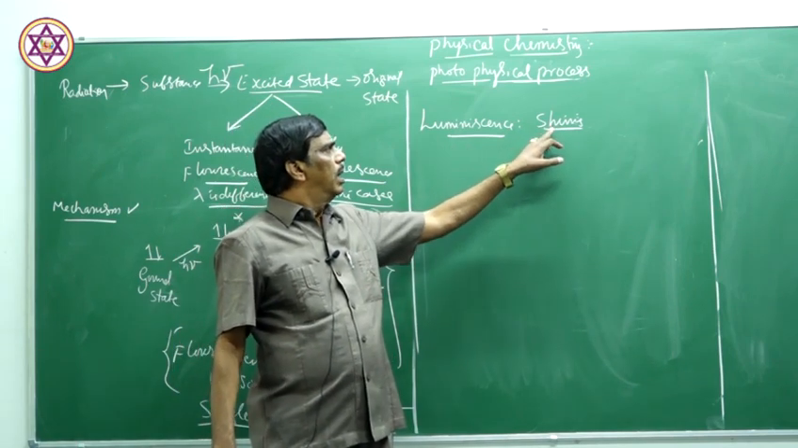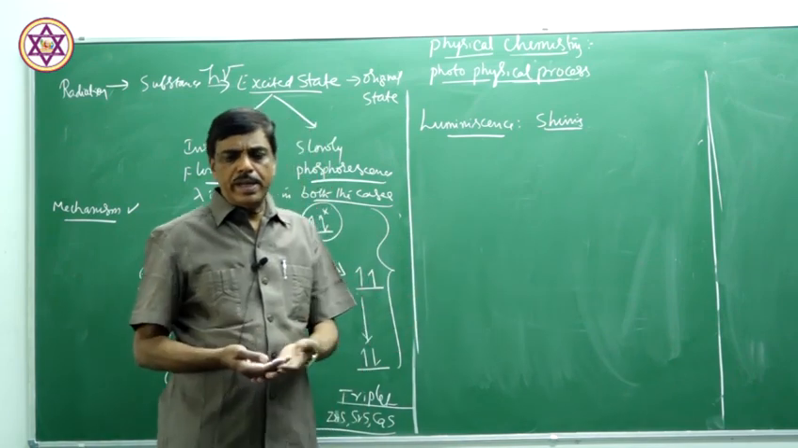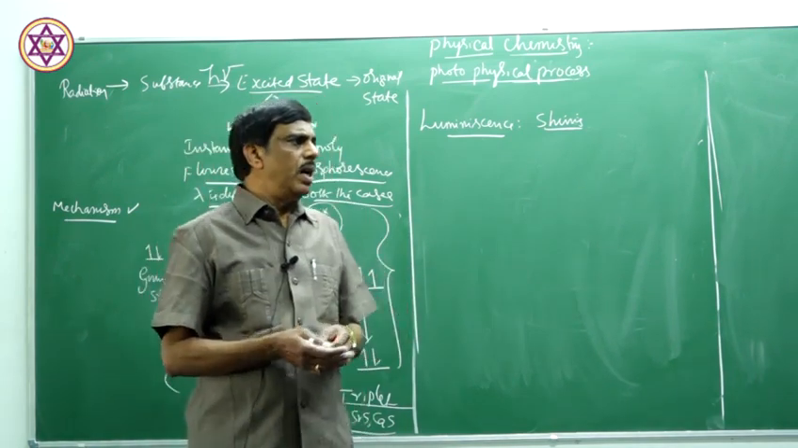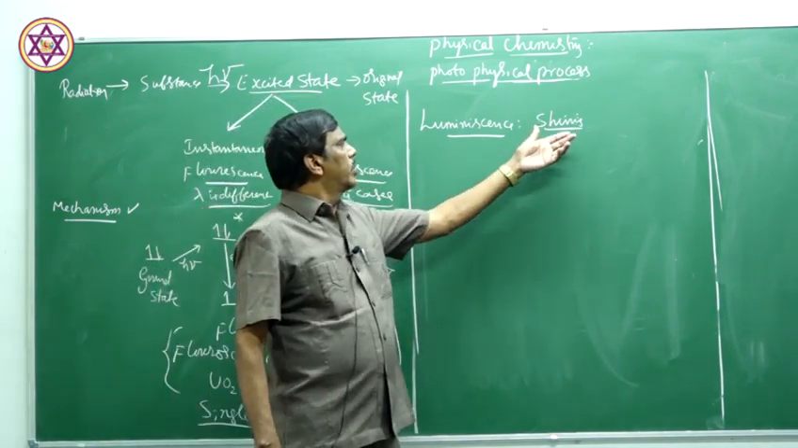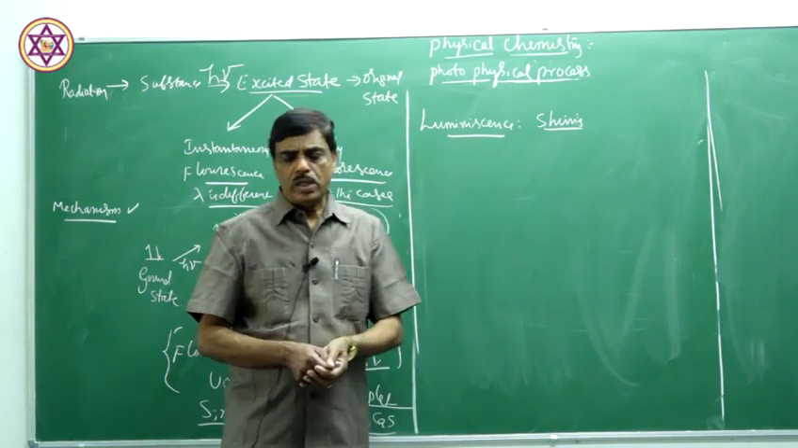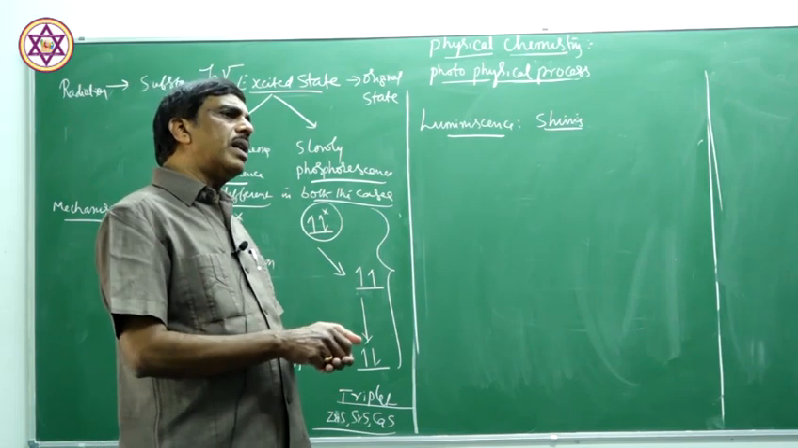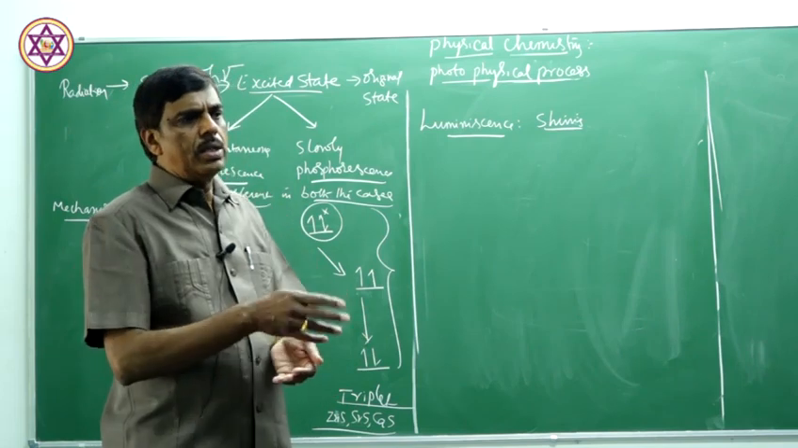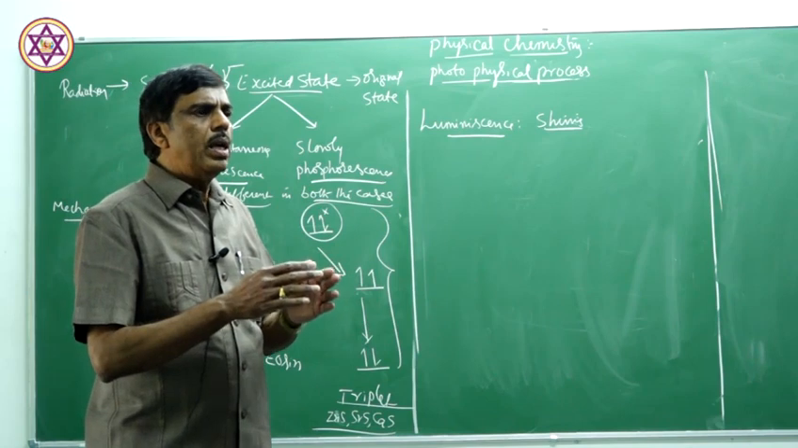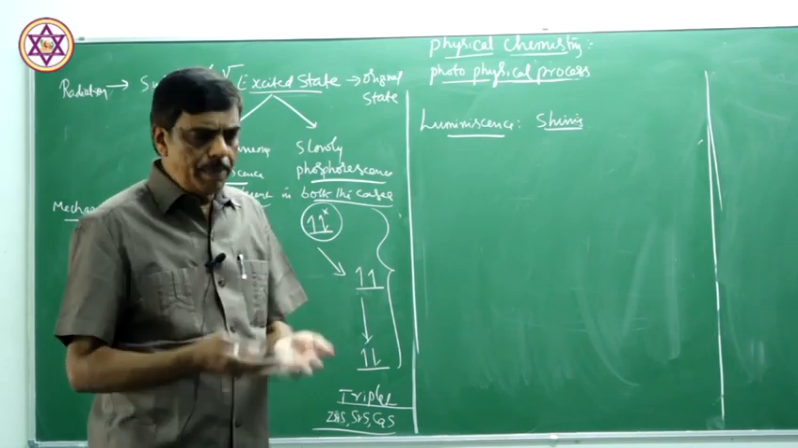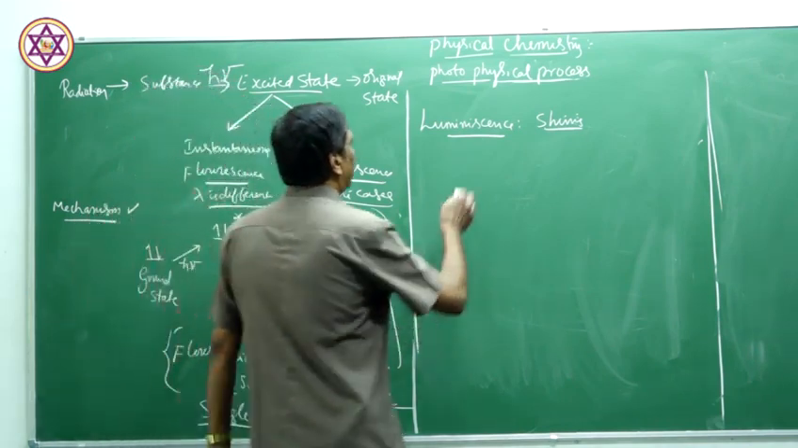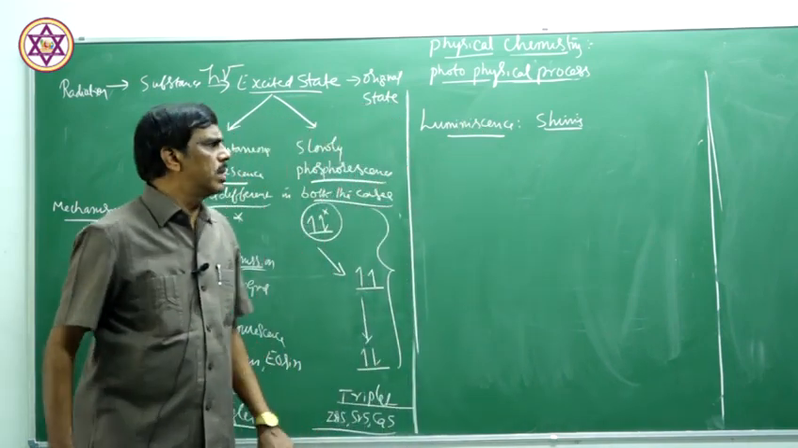Light will be emitted in the visible region, and that's why the luminescence process is also a photophysical process. During the chemical reaction, light will be emitted, that's all. There is no chemical change there, only light energy will be emitted in the form of light radiation, that is called luminescence. Luminescence is of two types.